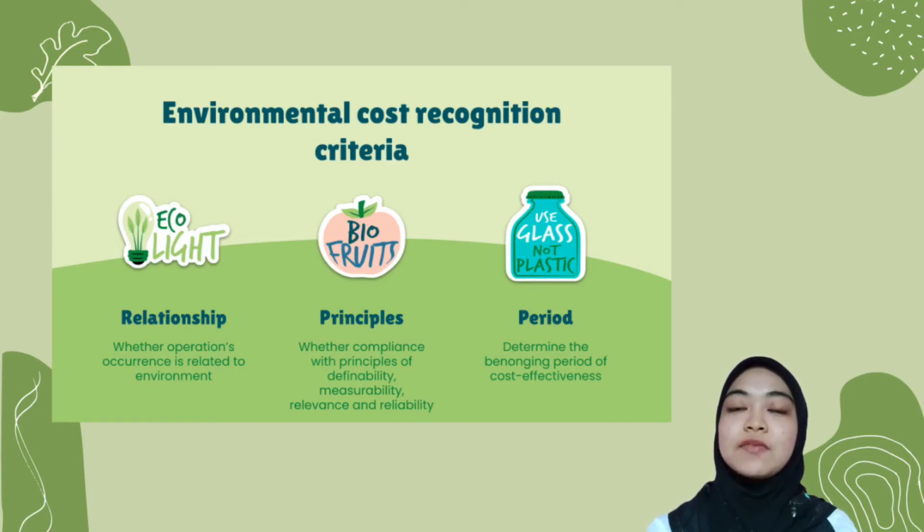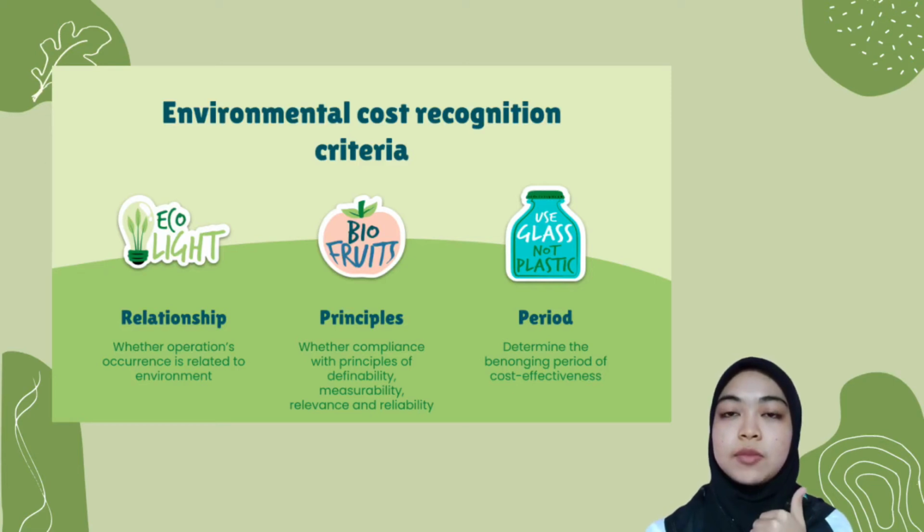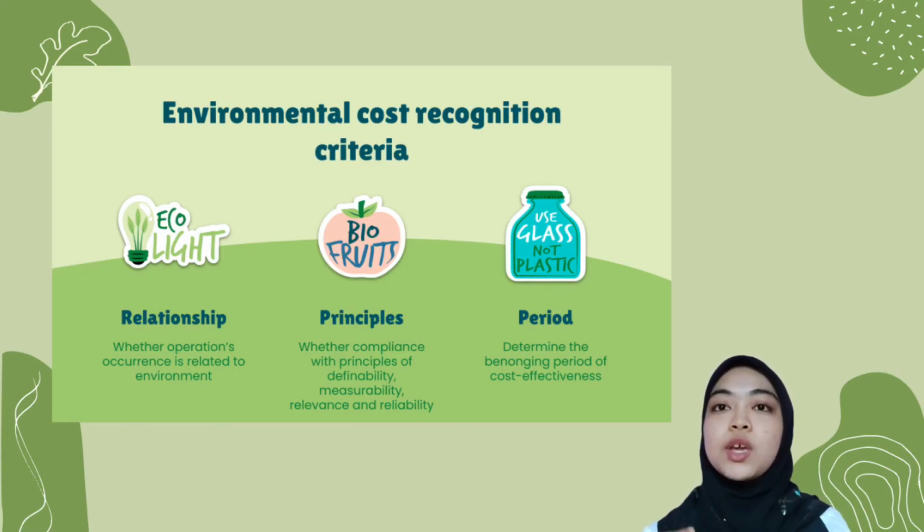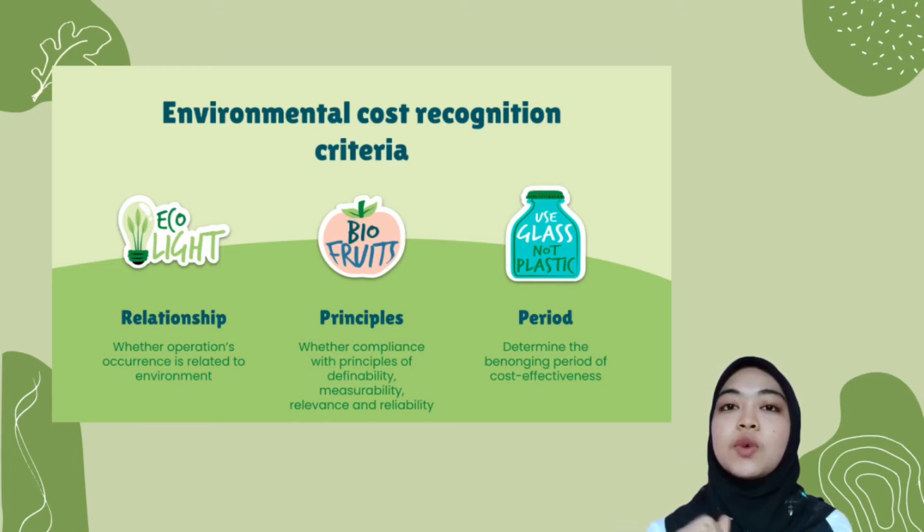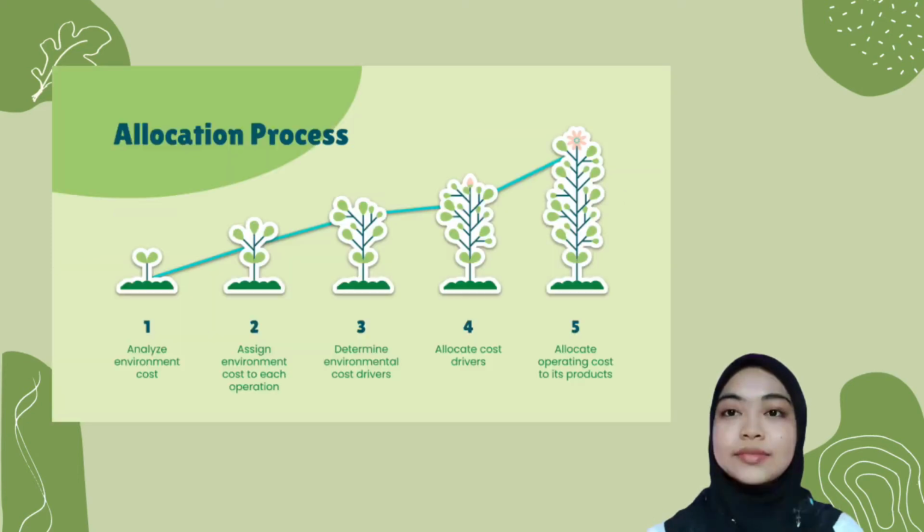Environmental cost calculation is the first step when determining environmental costs incurred by any company. The recognition criteria of the environmental costs include, the first one, relationship. The company needs to analyze whether the operation occurrences are related to the environment or not. The second one is principle. They need to analyze whether they comply with the principles of definability, measurability, relevance, and reliability. The third one is period. Then they need to determine the belonging period of the cost effectiveness.